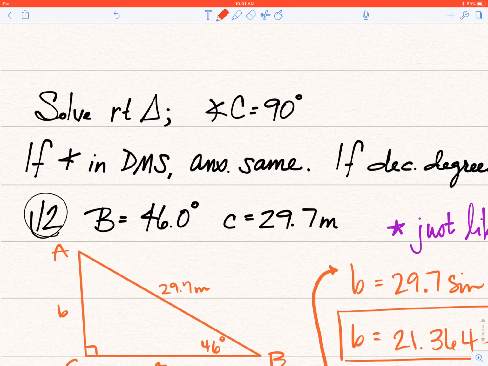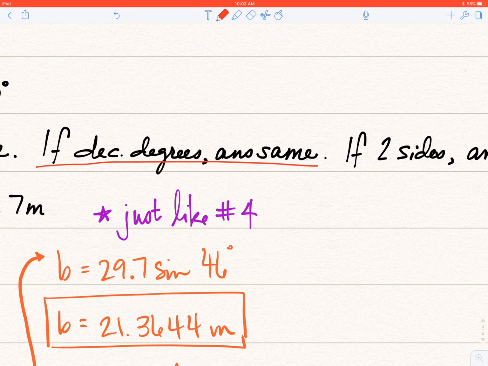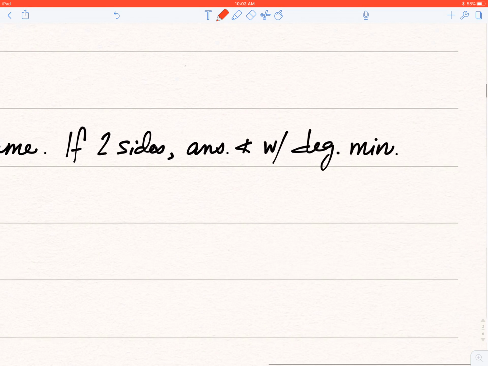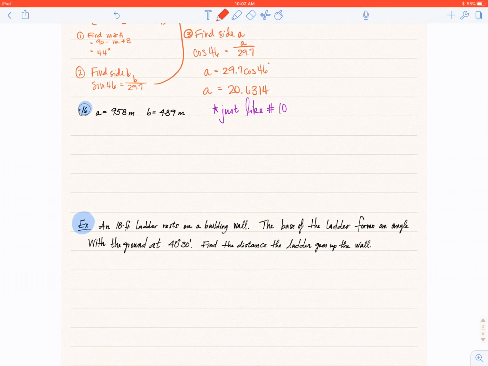And this is actually what I just talked about. If the angle is in DMS, then I need to answer the same way. If my angle is in decimal degrees, I need to answer the same way, just like I've modeled for you in the last 2 questions. However, if I don't have any angles, which is what you're going to see in number 16, if I have no angles at all, then I need to answer with degrees and minutes. My angle answers, I need to answer with degrees and minutes. So we're going to go down to number 16.